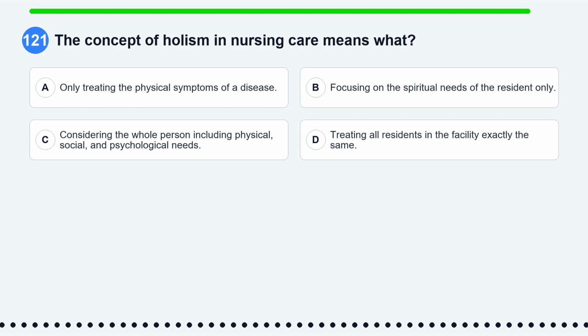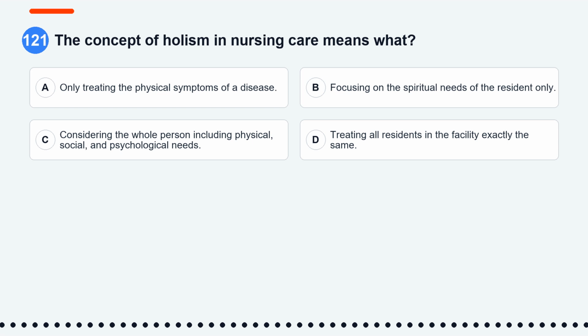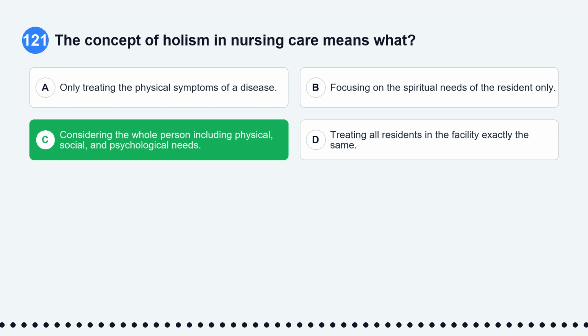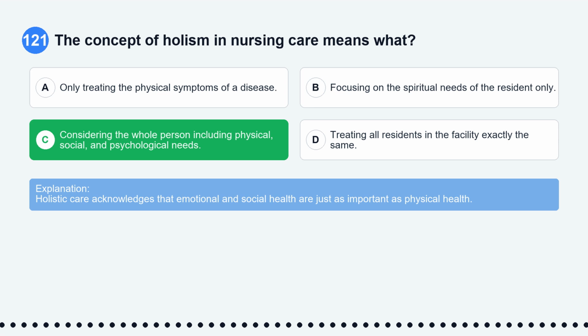Question 121. The concept of holism in nursing care means what? Option A. Only treating the physical symptoms of a disease. Option B. Focusing on the spiritual needs of the resident only. Option C. Considering the whole person including physical, social, and psychological needs. Option D. Treating all residents in the facility exactly the same. The correct answer is option C. Considering the whole person including physical, social, and psychological needs. Holistic care acknowledges that emotional and social health are just as important as physical health.